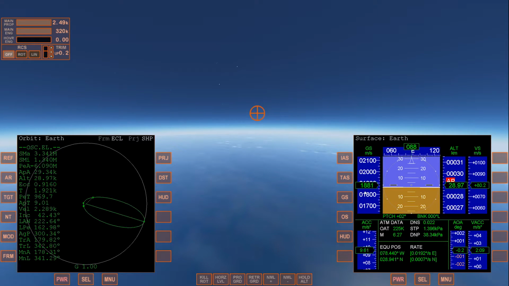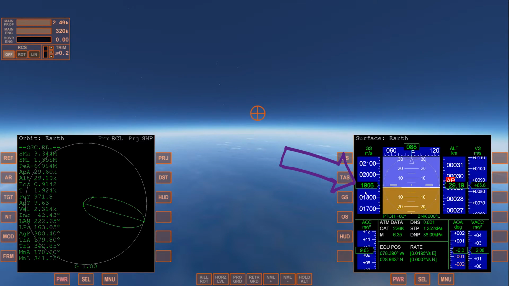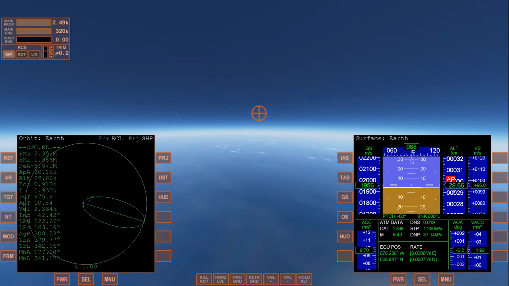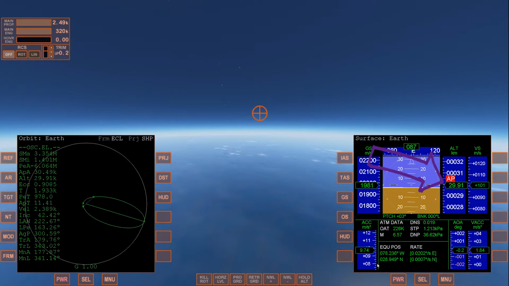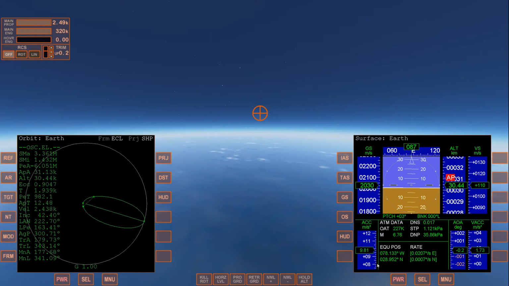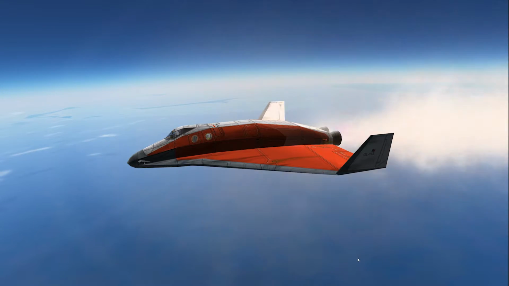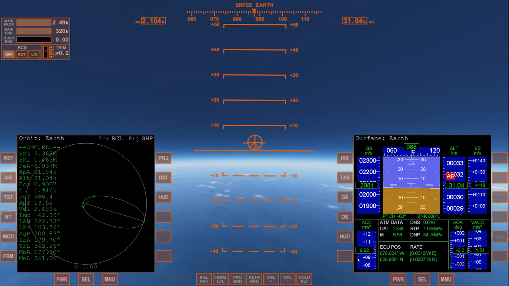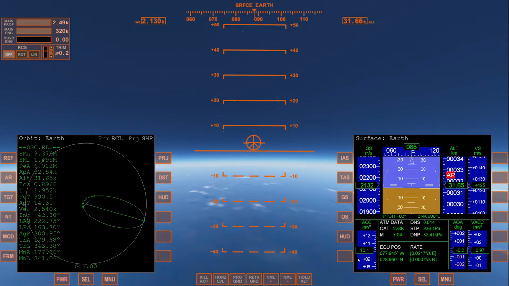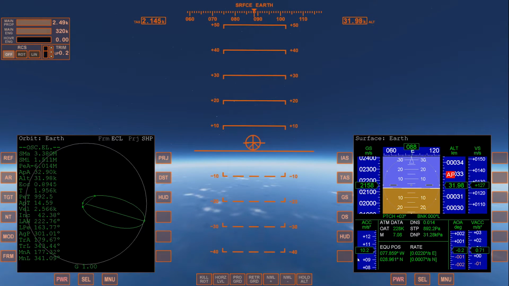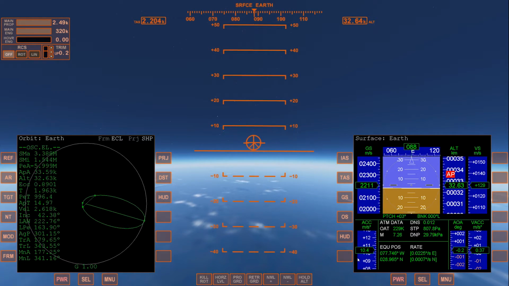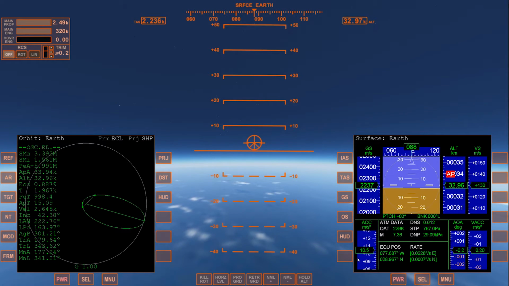So we're coming up on 2,000. Okay? And our altitude is coming up on 30,000 kilometers. I turned my HUD off. Oh, actually, I didn't. Now I turn it off. All right. So I am not forcing it. If you take a look at it, ladies and gentlemen, I'm not forcing this thing at all. I'm just slowly accelerating up.